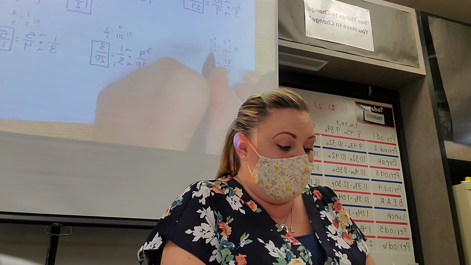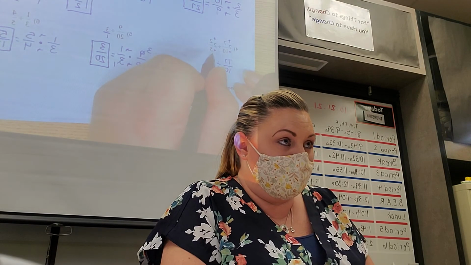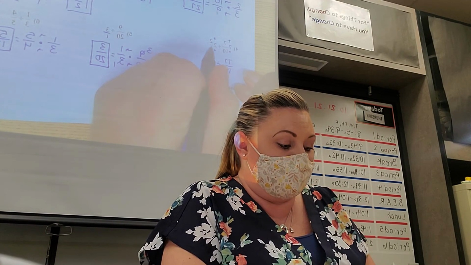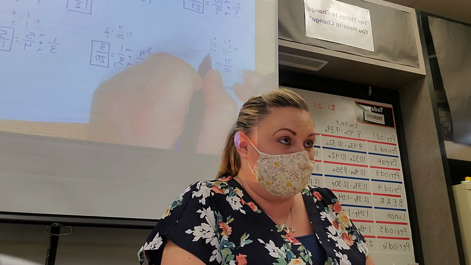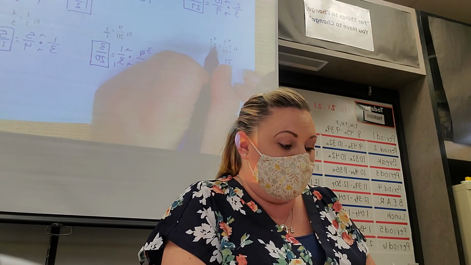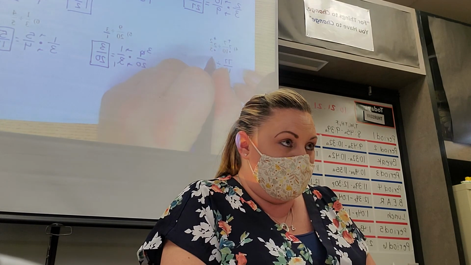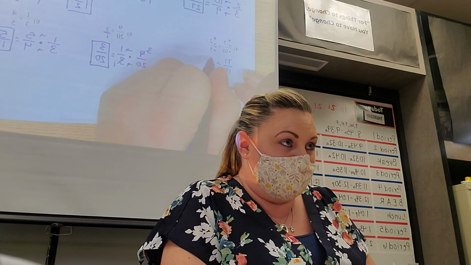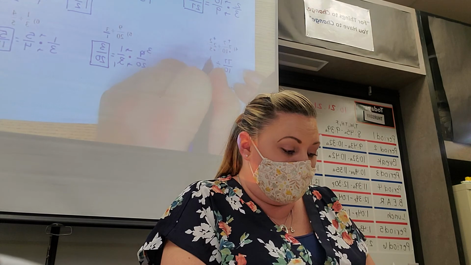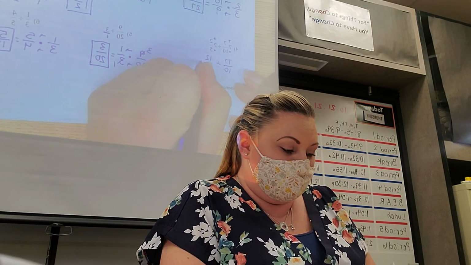Owen, can you help me with 5 times 2? It's 10. Okay, 10, and then we have to add 2, which is, what's 10 plus 2? 12. Thank you. And you're gonna put it over 5, right? Yes. Okay.